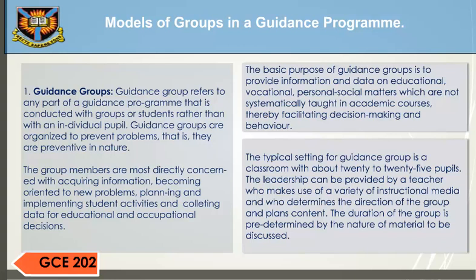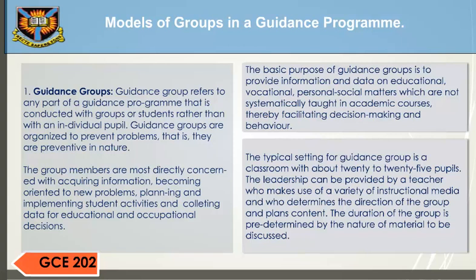1. Guidance group. Guidance group refers to any part of a guidance program that is conducted with groups of students rather than an individual pupil. Guidance groups are organized to prevent problems, that is, they are preventive in nature. The group members are most directly concerned with acquiring information, becoming oriented to new problems, planning and implementing student activities, and collecting data for educational and occupational decisions. The basic purpose of guidance groups is to provide information and data on educational, vocational, personal, and social matters which are not systematically taught in academic courses, thereby facilitating decision-making and behavior.